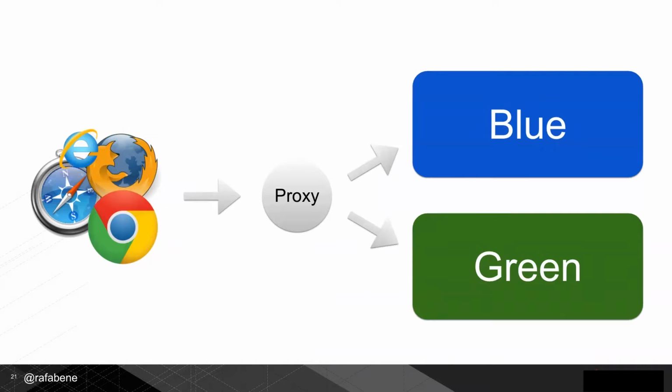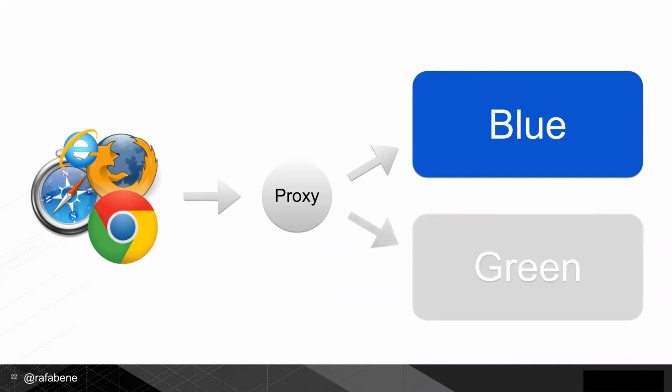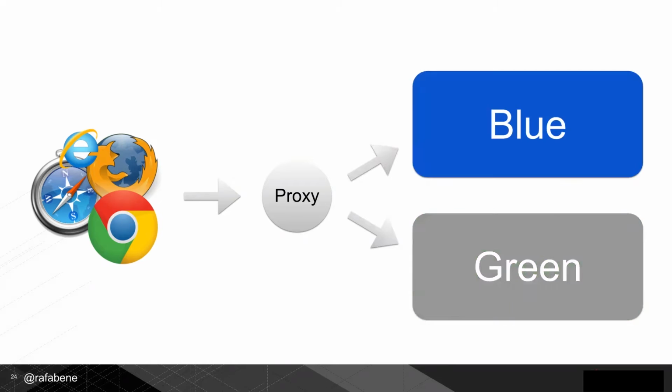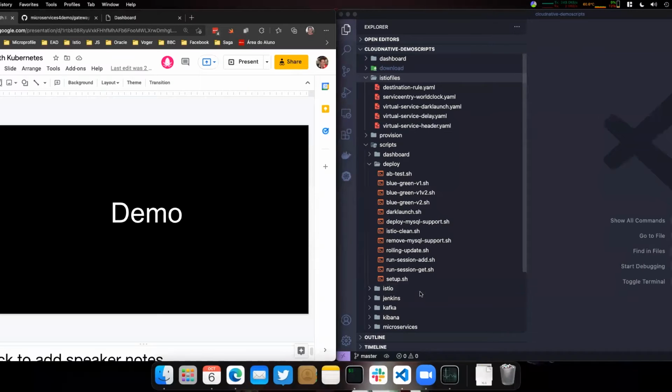I can create a green environment in parallel, also running in production, and then I will configure my proxy to send all the requests to the blue environment. Then if I want to release the green environment, I just switch the key in the proxy to the green environment. And if something goes wrong, I can just return to the blue environment, right? Let's see that working with Kubernetes.